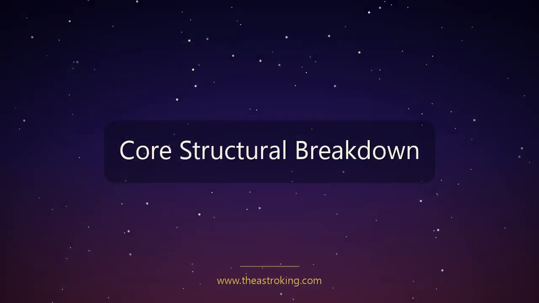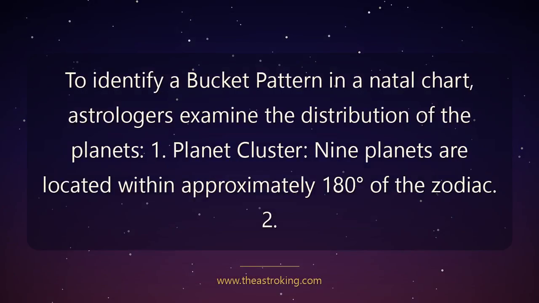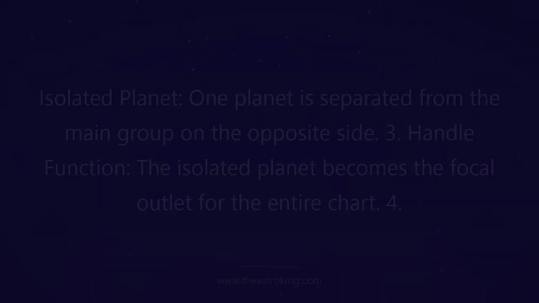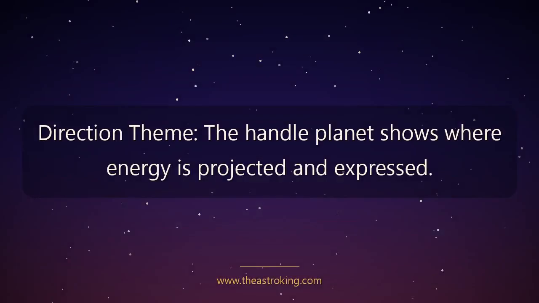Core structural breakdown. To identify a bucket pattern in a natal chart, astrologers examine the distribution of the planets. 1. Planet cluster: 9 planets are located within approximately 180 degrees of the zodiac. 2. Isolated planet: 1 planet is separated from the main group on the opposite side. 3. Handle function: the isolated planet becomes the focal outlet for the entire chart. 4. Direction theme: the handle planet shows where energy is projected and expressed.